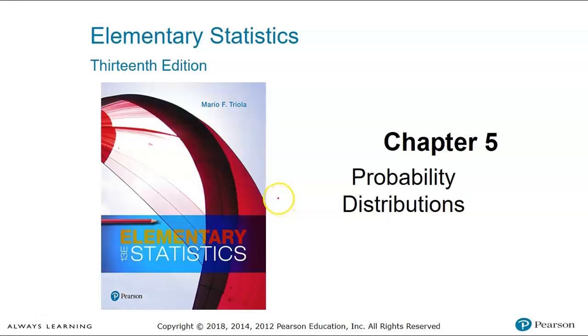Okay, today we will be looking at Chapter 5, continuing with our discussion on probability distributions. Specifically, we're going to be looking at a type of discrete probability distribution called binomial probability distributions.